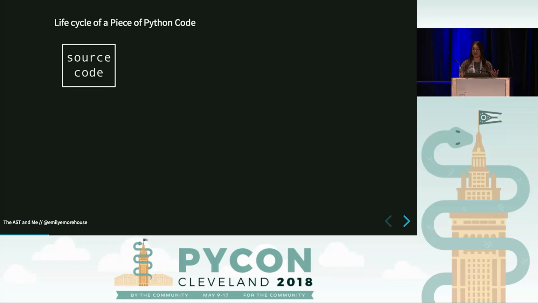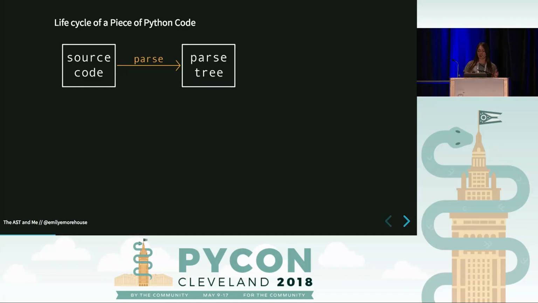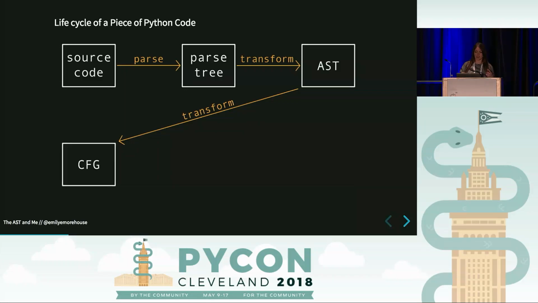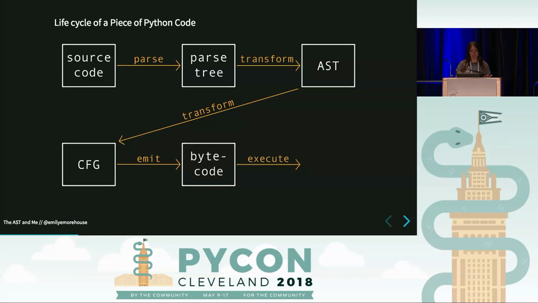So, as most of us do, we start with our source code. Our source code then gets tokenized and parsed into what's called a parse tree. Now, parse trees are a little bit more detailed than what we actually want to deal with. So we transform that parse tree into an abstract syntax tree. We then do another transformation into what's called a control flow graph, or a CFG, which is essentially a directed graph that helps model the execution flow of your program. We then take that to emit our bytecode, and then the CPython virtual machine takes that bytecode and executes it to get our final output.